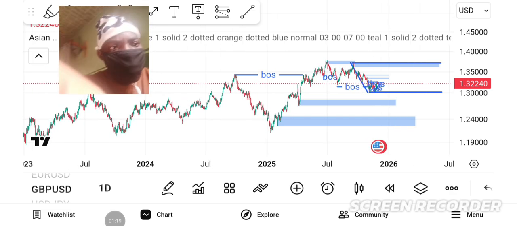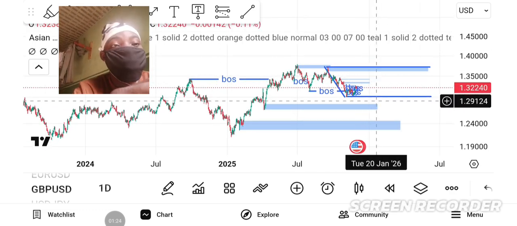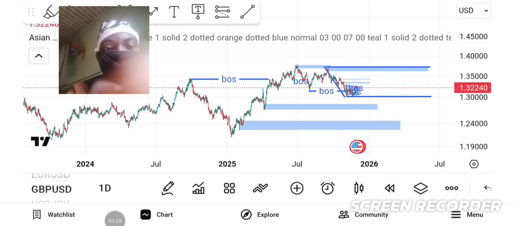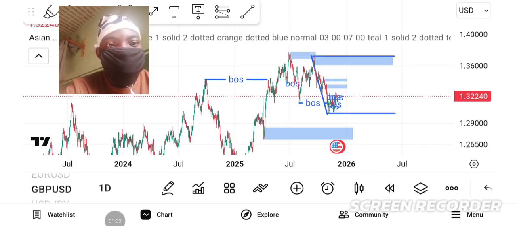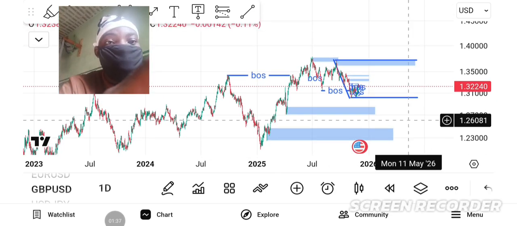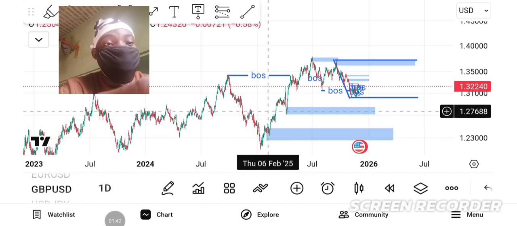So for now, all this drawing I'm going to leave it here because I'll be explaining exactly what I meant in every drawing that I have right now. So let's get away with all the talk and start the top down analysis. On GBPUSD, you can see that the higher time frame is bullish. We made a higher low that made a higher high.